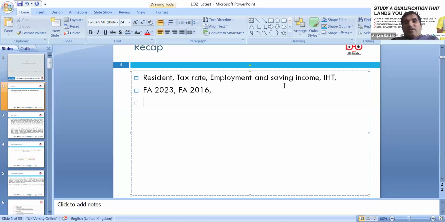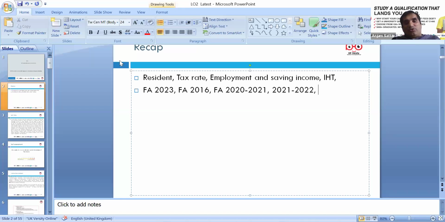Okay, for assignment purposes, it doesn't matter whether you use the Finance Act 2023, Finance Act 2021, or 2022. But whatever example you use, you must refer back to the Finance Act correctly. That's quite crucial.